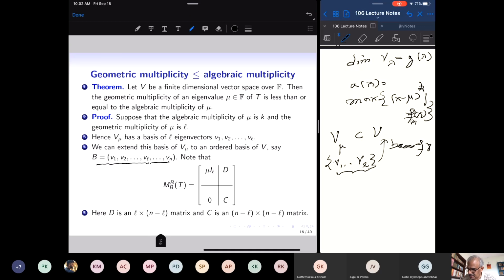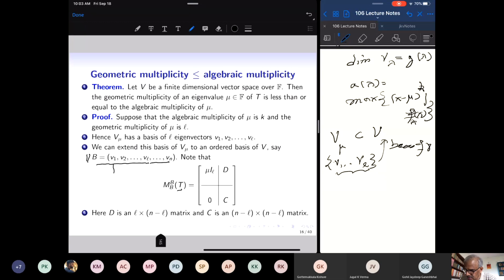But I have a basis of the vector space V, and then with respect to this basis, I can find the matrix and then calculate the characteristic polynomial. The characteristic polynomial of the linear transformation can be computed by fixing any basis. So I can fix this basis B, whose first L vectors are eigenvectors. Now I find the matrix of the linear transformation with respect to this basis. So how to find the matrix? Well, operate T on the basis vectors.